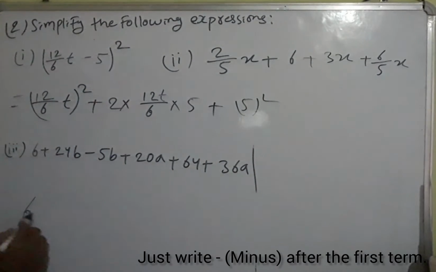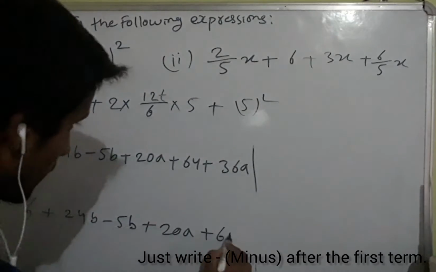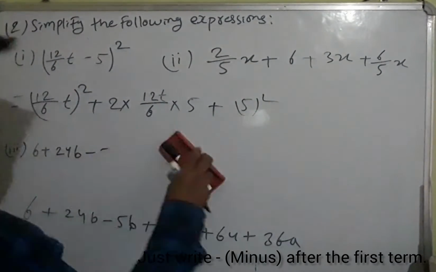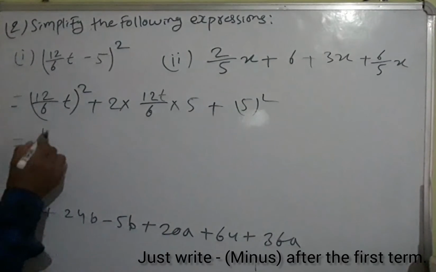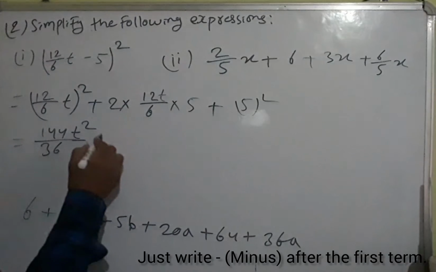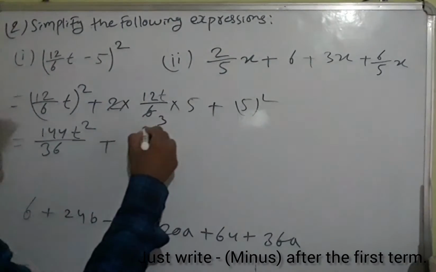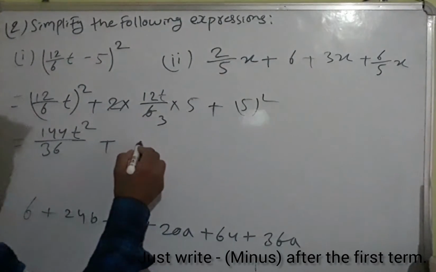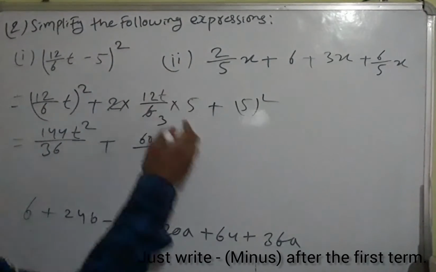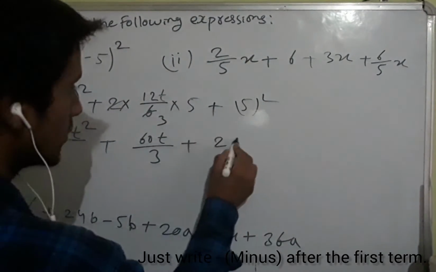So I think I should copy this below. This should be equal to 144 divided by 36 t squared. Now plus 2 times 5 is 10, and 10 times 12t divided by 6t. If you multiply that, plus 25.